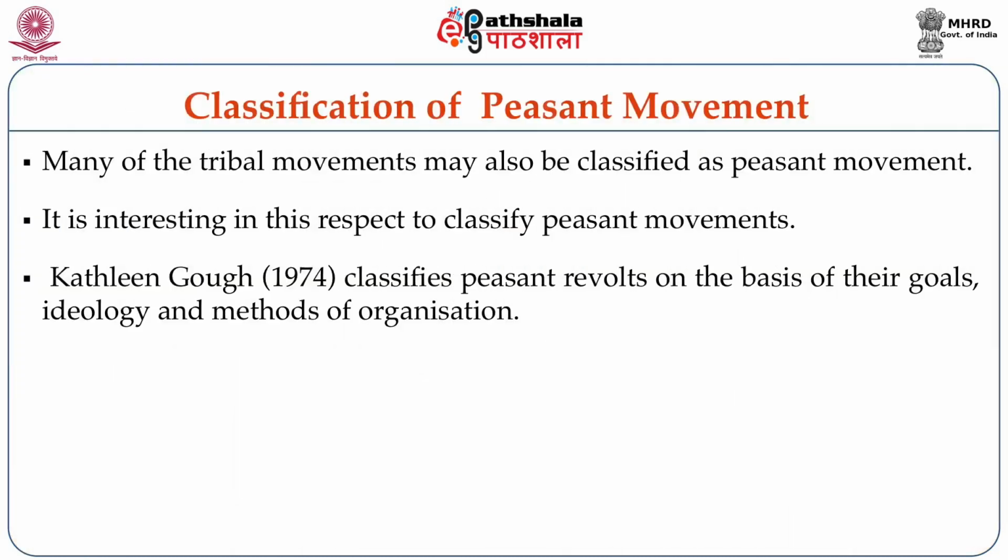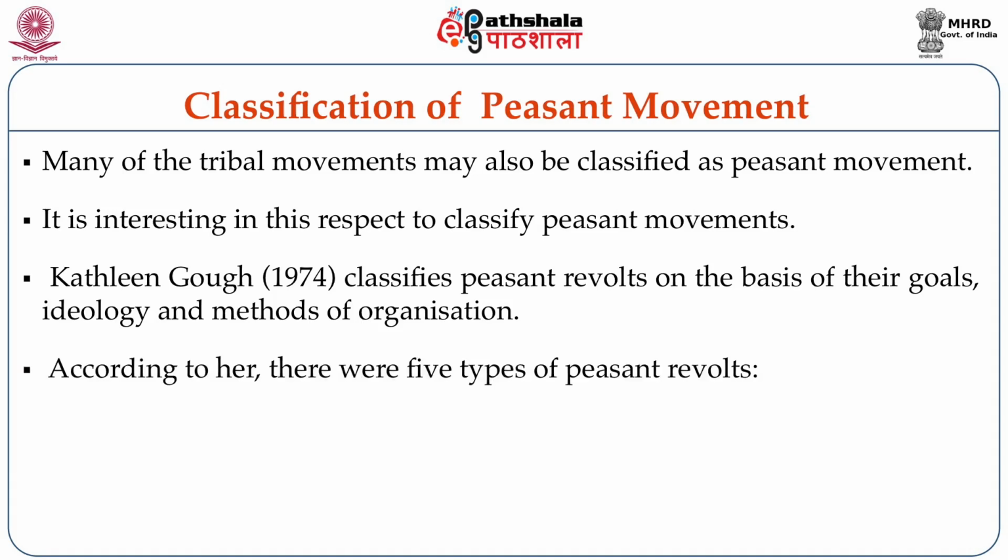So, when a cause arises which goes against the interest of the tribal people, the tribal peasants, they start a movement. Kathleen Gough in the year 1974 classified different peasant movements on the basis of their goals, ideologies, and methods of organization. You all know the name of Kathleen Gough. According to Kathleen Gough, there are 5 types of peasant revolts.